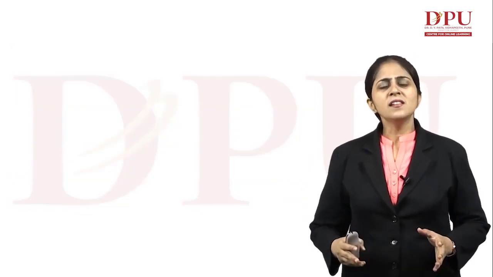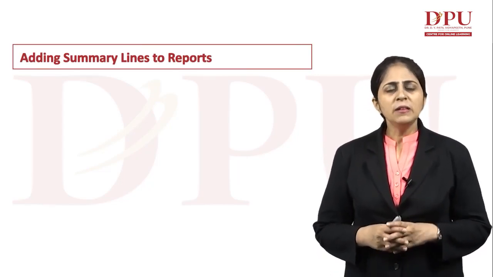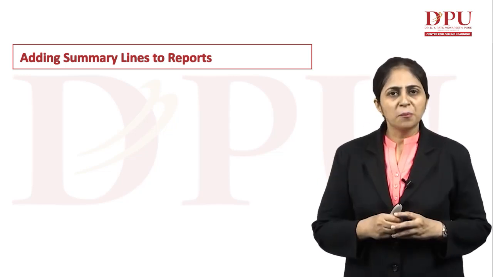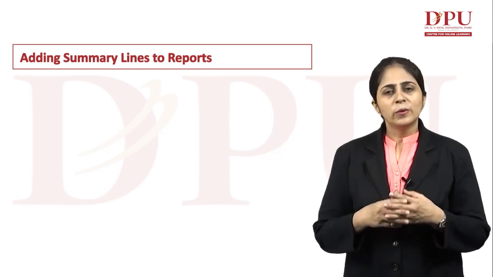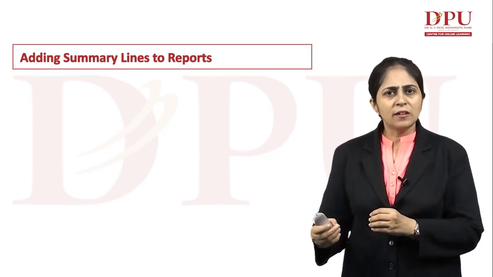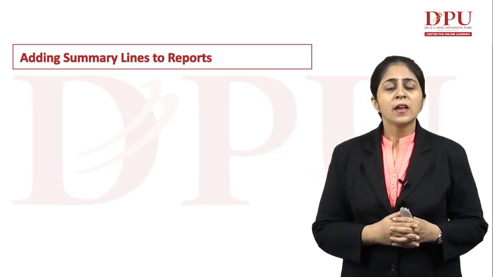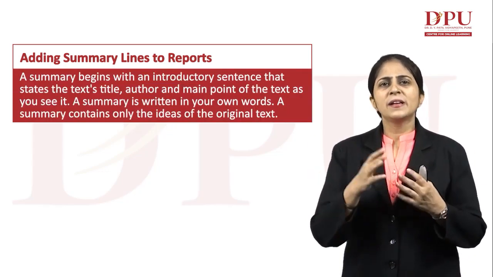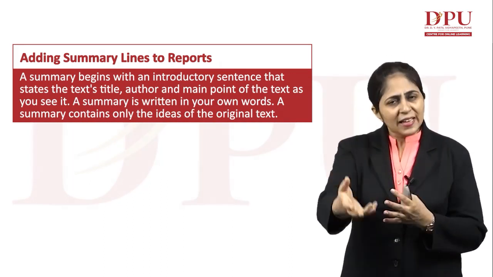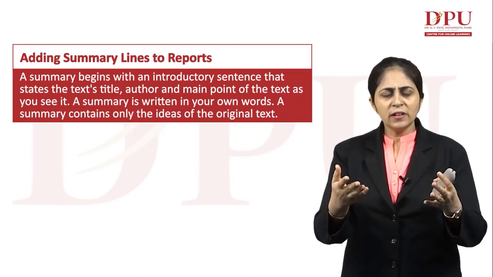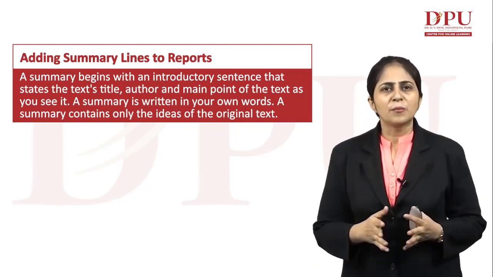Now, next is adding summary lines to the reports. Summary line means we can add a summarized form of data along with our report, which helps us to achieve the result of that output very easily. A summary begins with an introductory sentence that states the text title or author or the main point of the text. That is what a summary is.